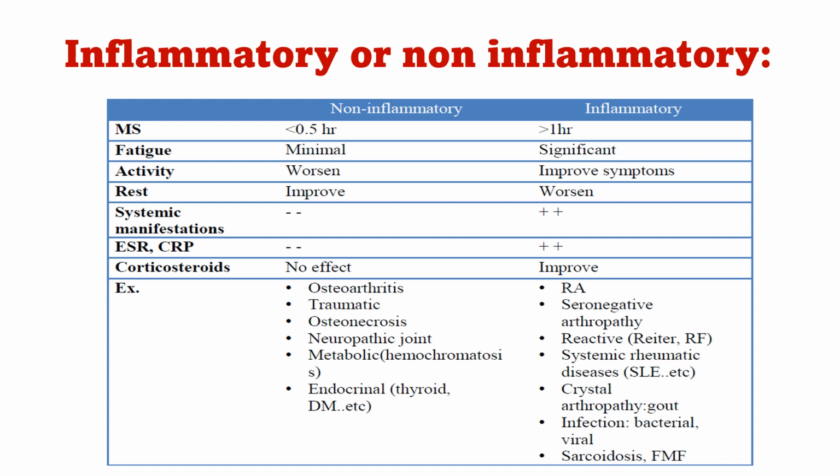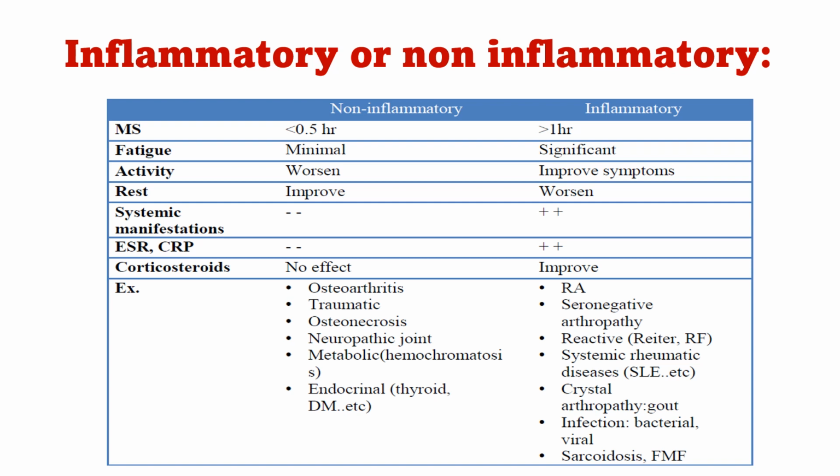Also, as regards inflammatory markers like ESR and CRP, they will be positive in inflammatory arthritis. However, they will be negative in non-inflammatory joint involvement. Corticosteroids typically will improve inflammatory arthritis in most conditions. However, they are not very effective in non-inflammatory arthritis.